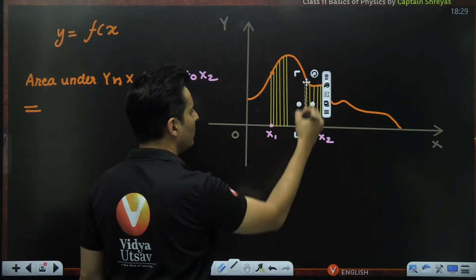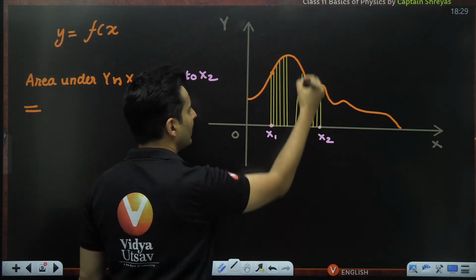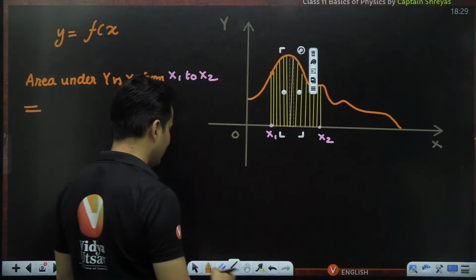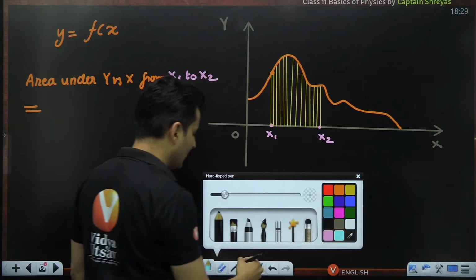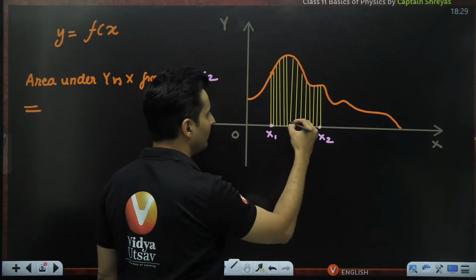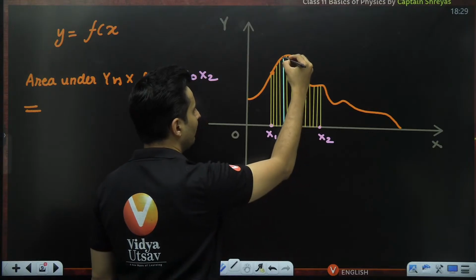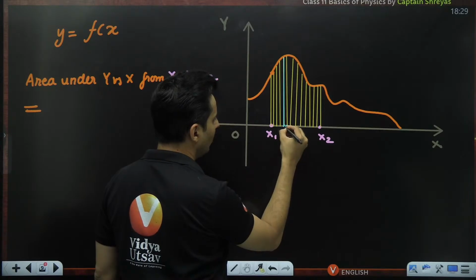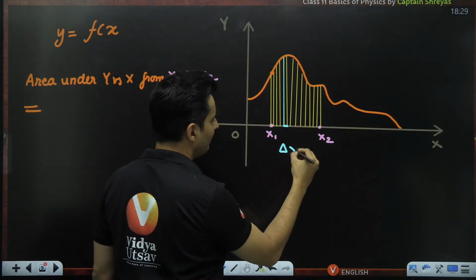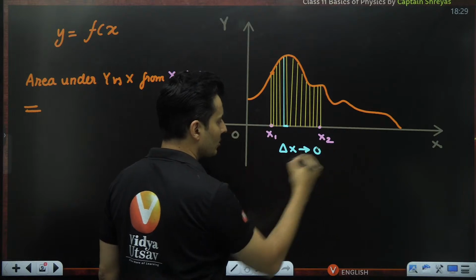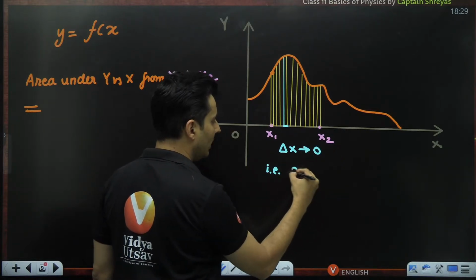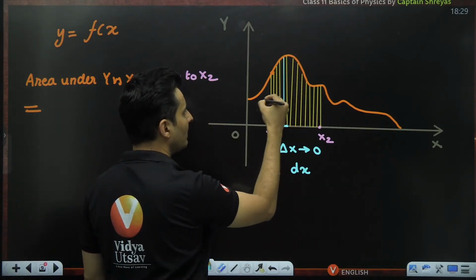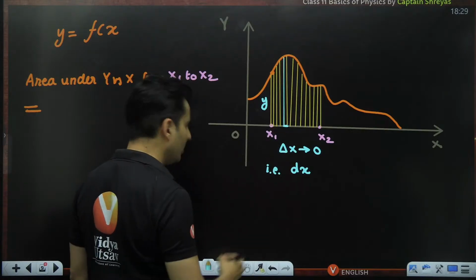What is it called when you make the width, or basically the thickness or the change, very, very small? Yes, my dear students, you have learned that in the class of derivatives. When you have anything whose width is very, very small, delta x tends to 0, you call it dx. The height of this is still going to be y only.